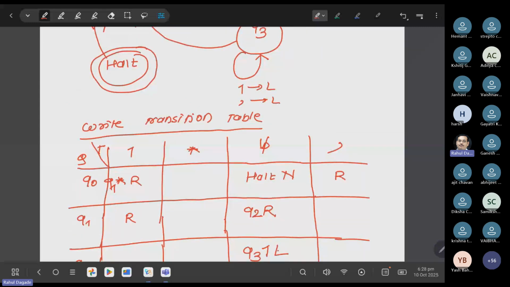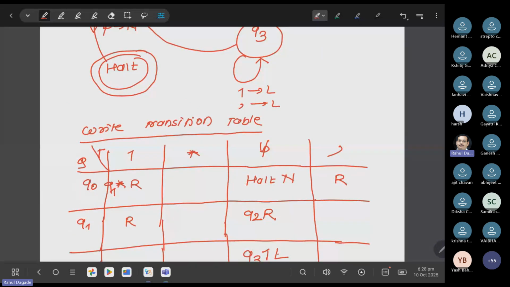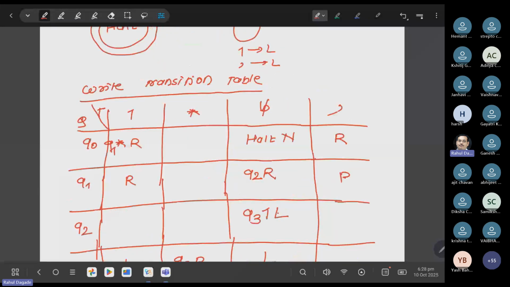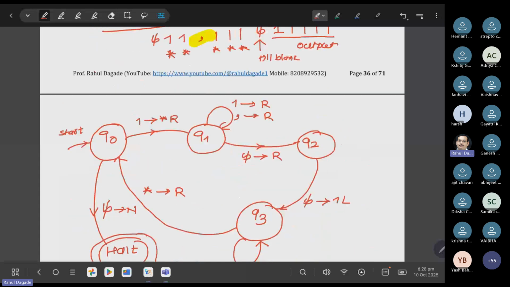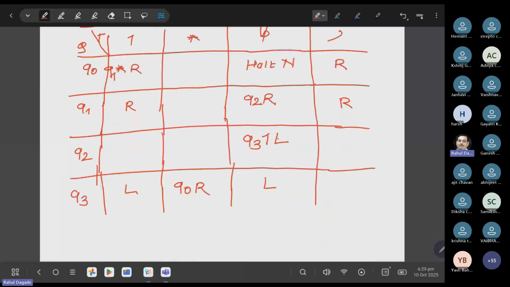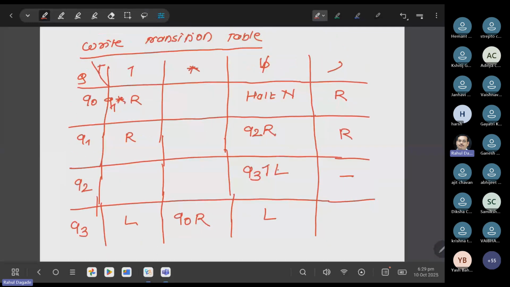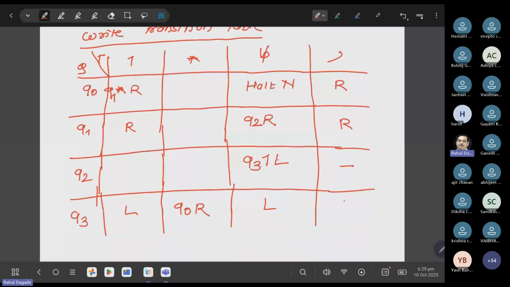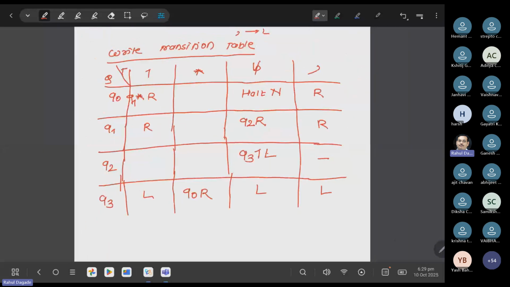So it will go to the right. In Q1 state, it will get comma because it has to go to the right till the blank. It will just move to the right. So in Q1 state, we will add comma, right. In Q2 state, it will not get comma because it has gone past the comma, so comma is dash. In Q3 state, it is rewinding the pointer, so it will get a comma, and if the comma is there, it will move to the left. So now let us do a simulation.